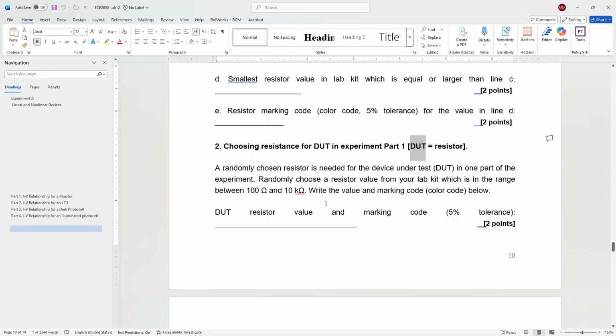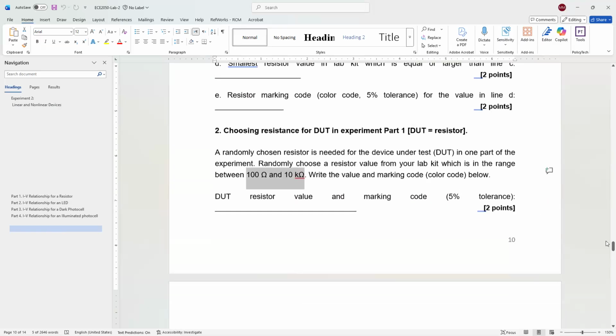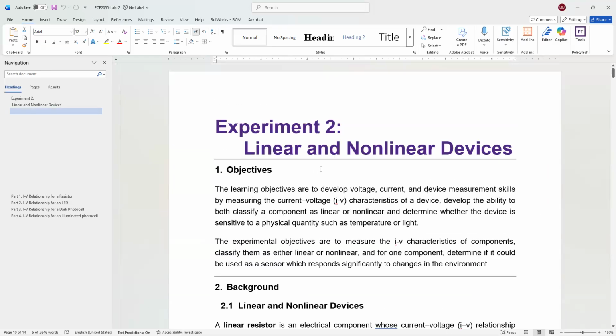So anyway, here I told you just pick up any random one. It doesn't matter, because again the relation should be the same, whatever the value. So I told you to select any random one in this range, and then use it in the lab. That's all you have to do in the pre-lab. Now let's go to the next part.